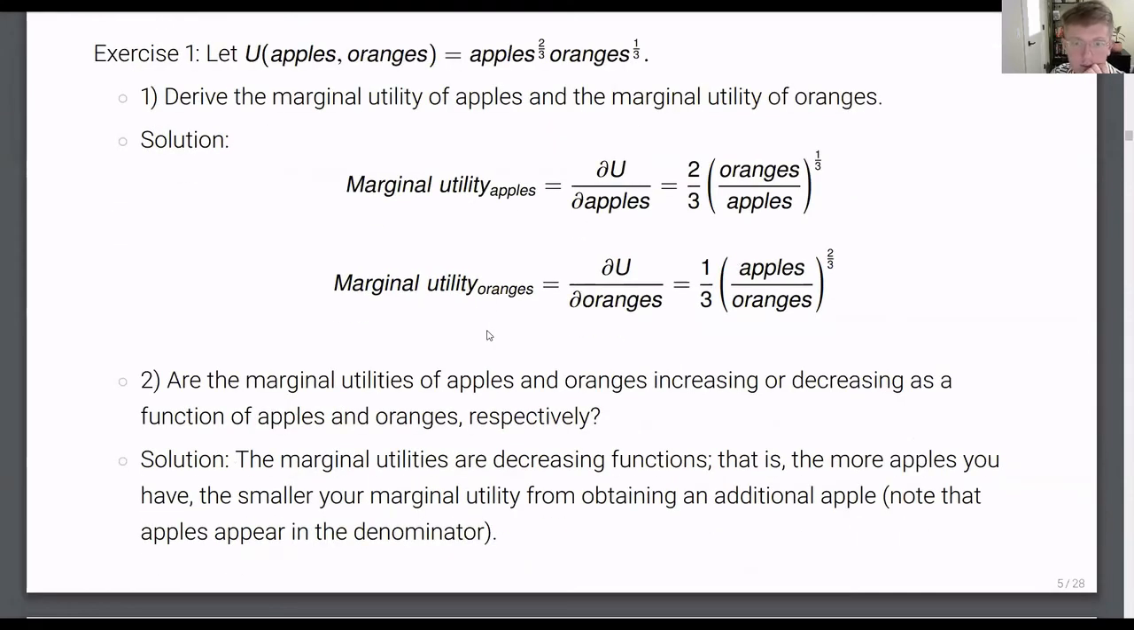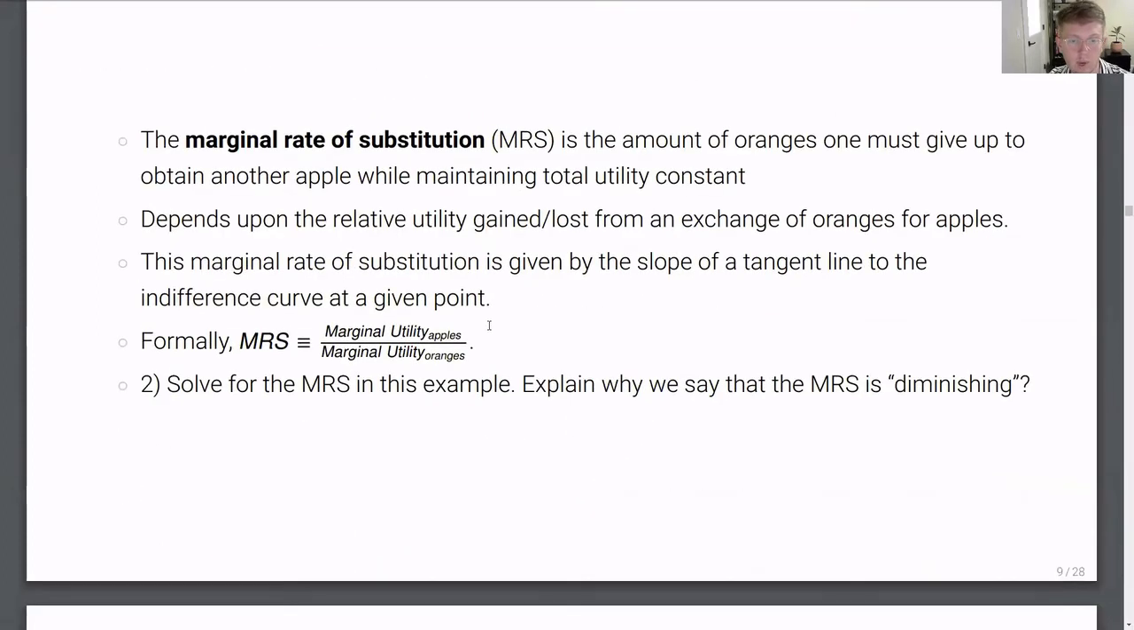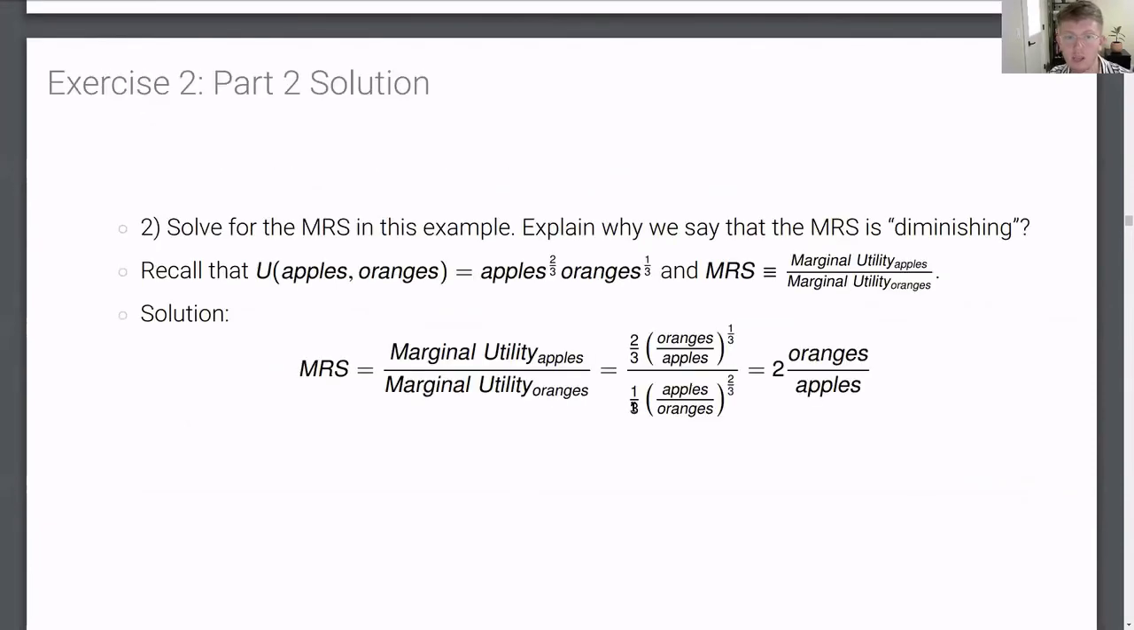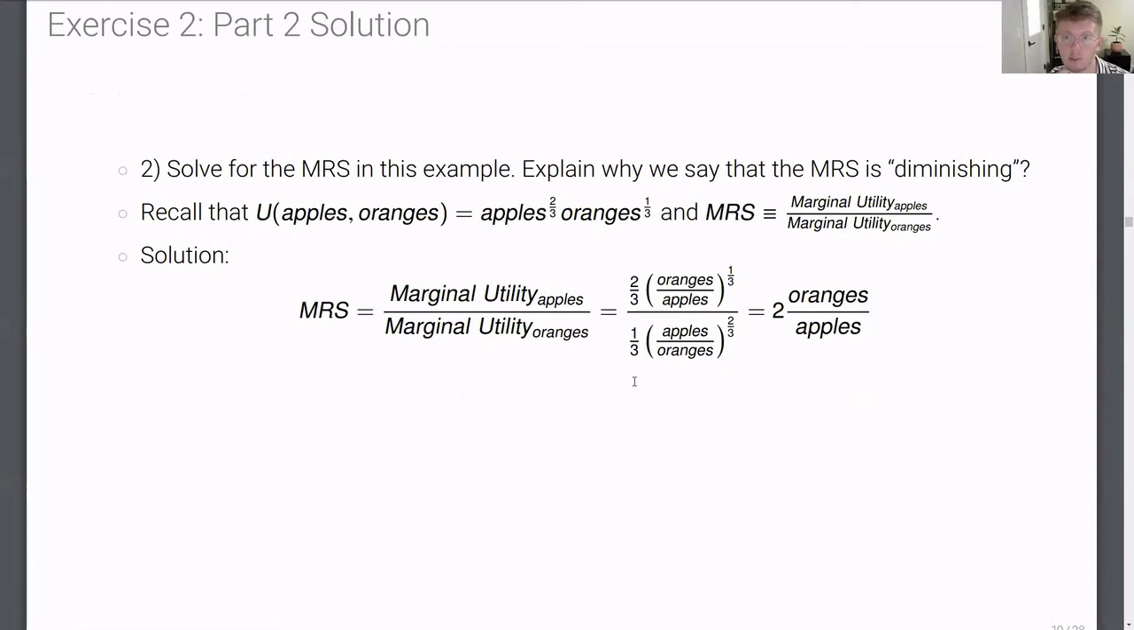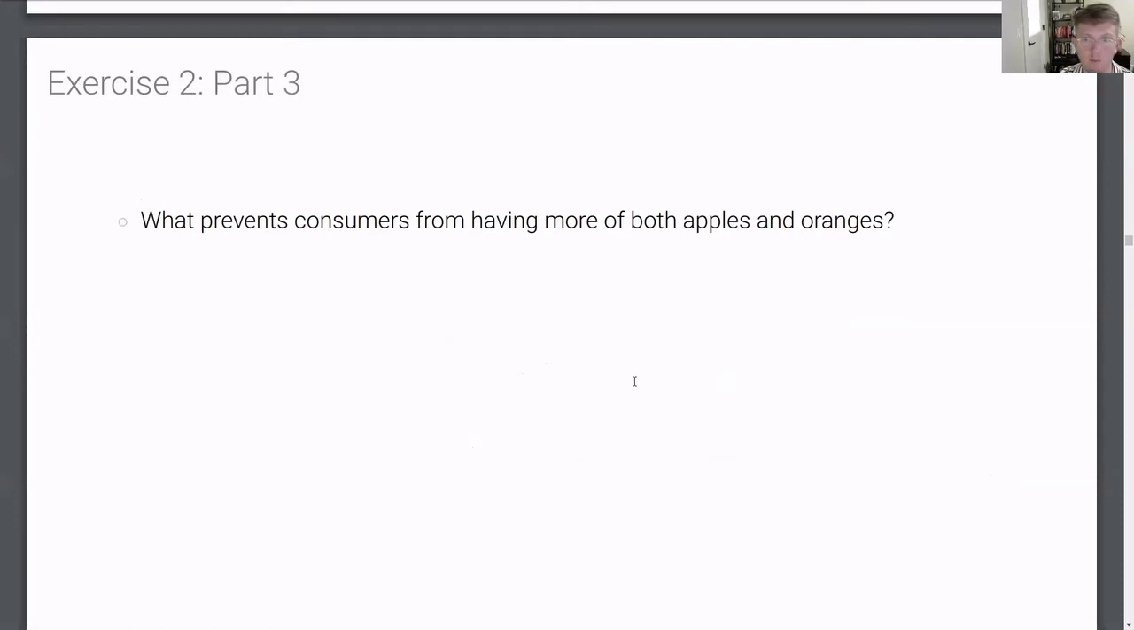And let's get back to that slide. Okay, so as I showed, we get 2 oranges over apples. And why do we say that the marginal rate of substitution is diminishing? Well, it's diminishing because as the consumption of apples increases, the amount of oranges that the consumer would give up to acquire an additional unit of apples decreases. And so this is going to make the indifference curve convex. So essentially, when you're consuming a lot of apples, you don't really value an apple as much as you value an orange. And this is precisely what the marginal rate of substitution is saying.